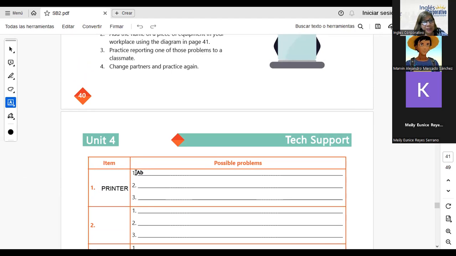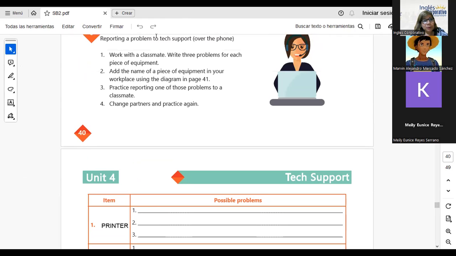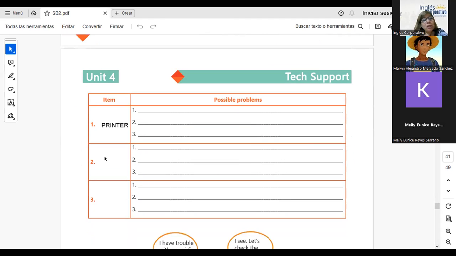Example, right? Then here you write three issues you have with the printer. Three problems, but you know that problem is the same as issue. Add the name of a piece of the equipment in your work according to the diagram in 41. Practice reporting one of those problems to a classmate. Change partners and practice again. Okay. What you're going to do is write three possible problems for each equipment. Now you are going to do this in groups, all three.